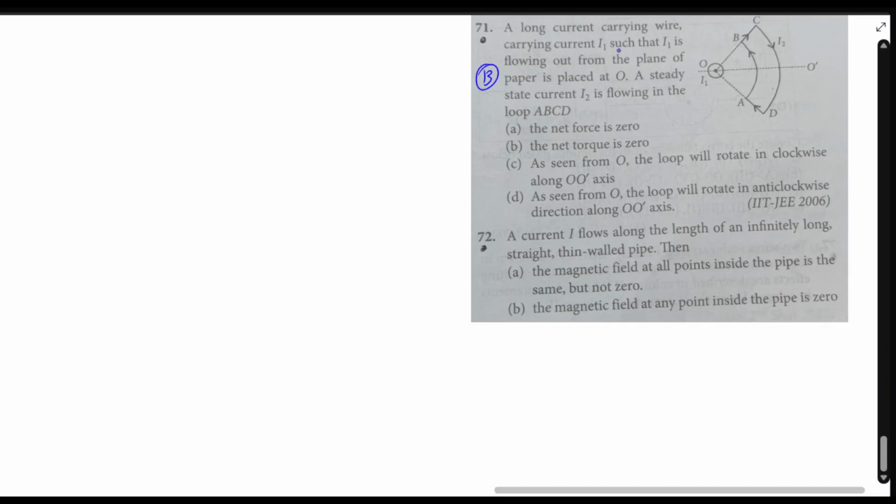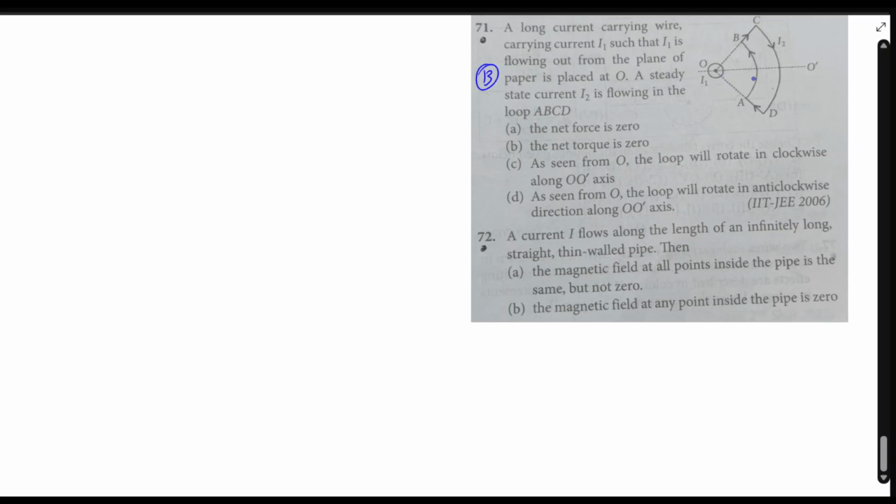So we have a long current carrying wire. I1 is flowing out of the plane. So here we have a current carrying wire, infinite, right? A steady current I2 is flowing in this loop, right? The net force is zero on the loop. Let's check if net force is zero or not.